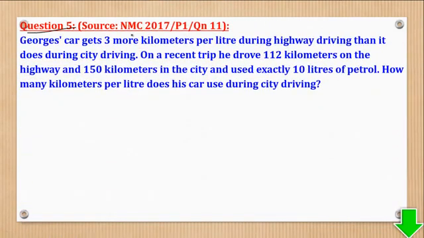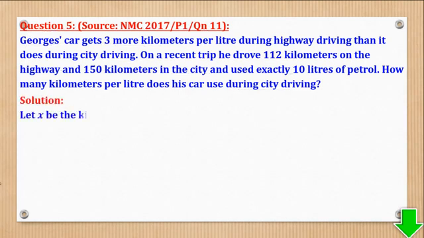Then question 5 came from National Math Contest of 2017, paper 1, question 11, and says, George's car gets 3 more kilometers per liter during highway driving than it does during city driving. On a recent trip, he drove 112 kilometers on the highway and 150 kilometers in the city and used exactly 10 liters of petrol. How many kilometers per liter does his car use during city driving?